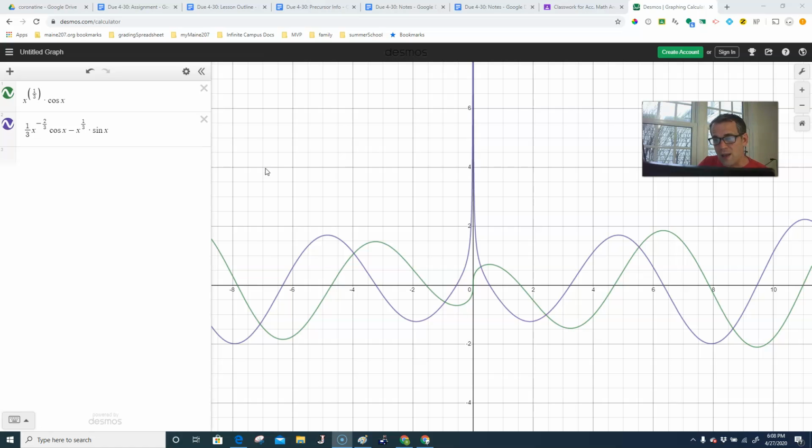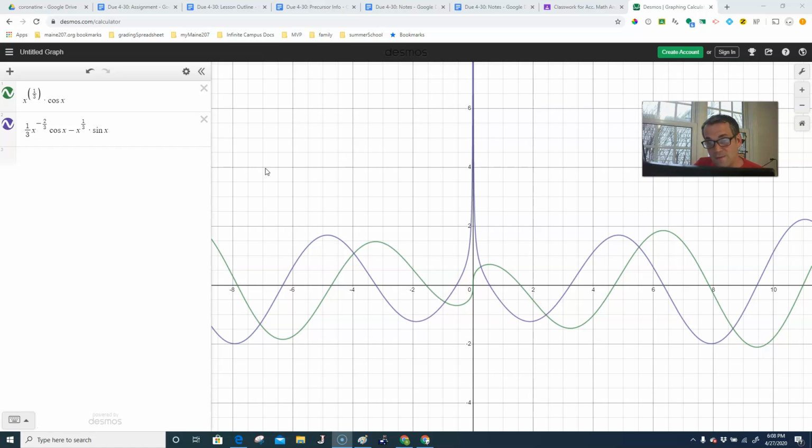So in green, we have the original function, the cubic root of x times the cosine of x. And then in purple, I've got what I think the derivative is based on the calculations that I had done earlier. I'm supposed to now use these graphs to analyze to see if things make sense. So here's what we're going to do.